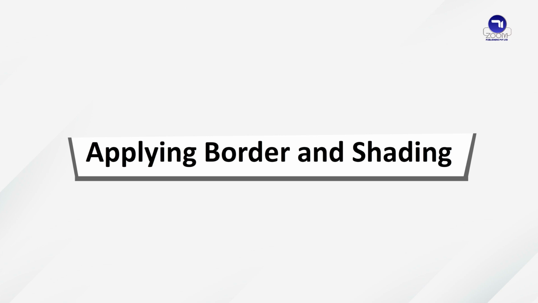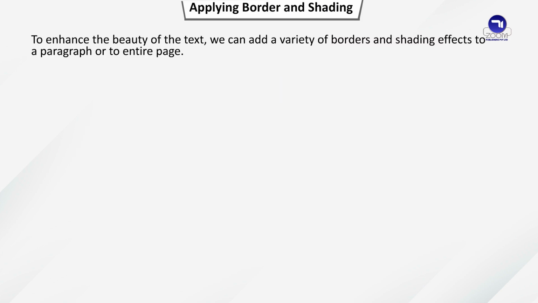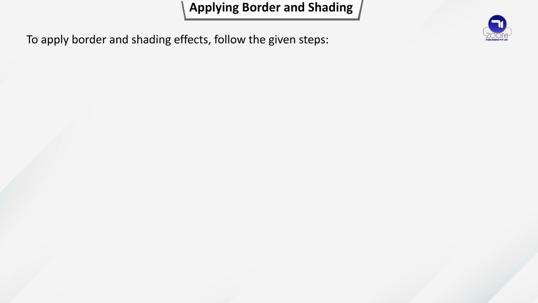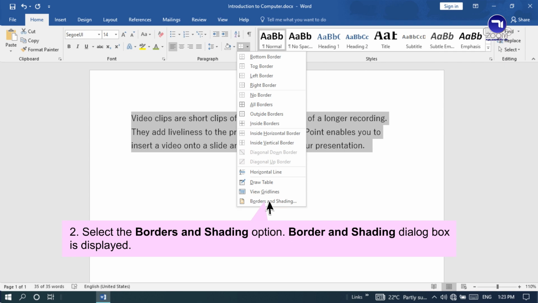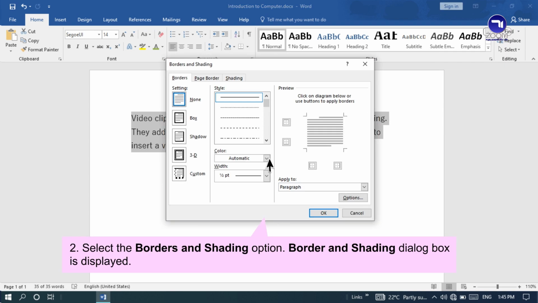Applying border and shading. To enhance the beauty of the text, we can add a variety of borders and shading effects to a paragraph or to entire page. To apply border and shading effects, follow the given steps. Select the text and click on the drop-down menu next to the Borders button in the Paragraph group in Home tab. Select the Borders and Shading option. Border and Shading dialog box is displayed.